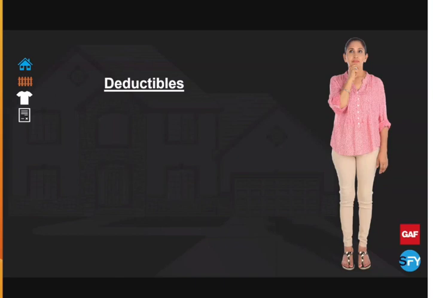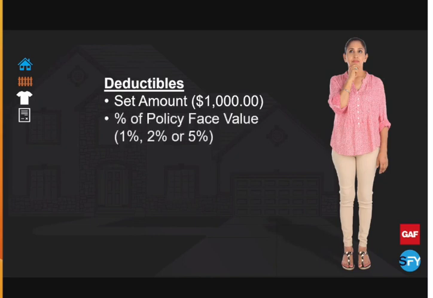So we're going to take a look at a couple of different types of deductibles that may apply. So first, we have our set amount deductibles. And this just means that the amount doesn't vary. So in this case, we have a $1,000 deductible. You'll see a different deductible possibly for different coverages, right? And then you have percentage deductibles. These are usually a percentage of the policy face value. So you might see a 1%, 2%, or 5% percentage deductible.